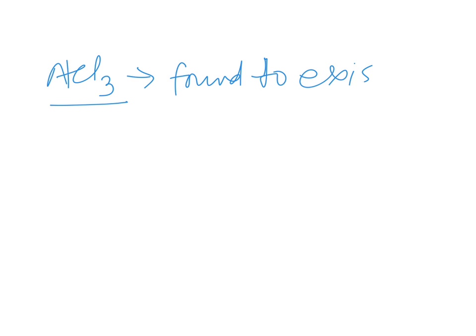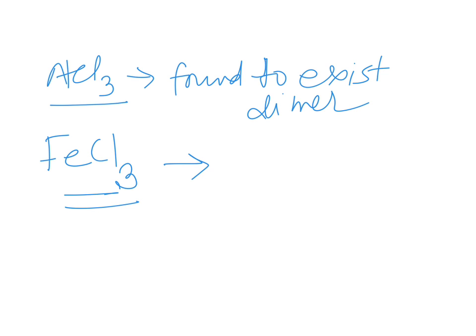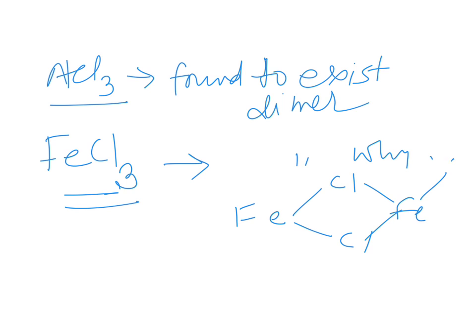As we have a question already done, AlCl3 is found to exist as a dimer. Similarly, a question arises here also in these D block elements. FeCl3 is found to exist as a dimer. Why? So what happens in the structure of this? The structure is like this: Cl, then Fe, then Cl, Cl, Cl, Cl, similar to AlCl3.